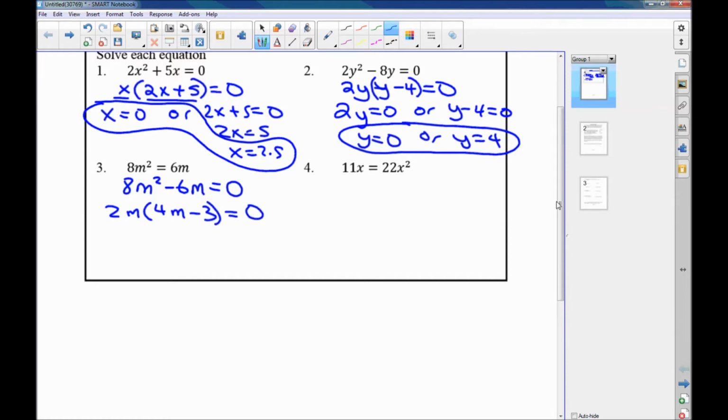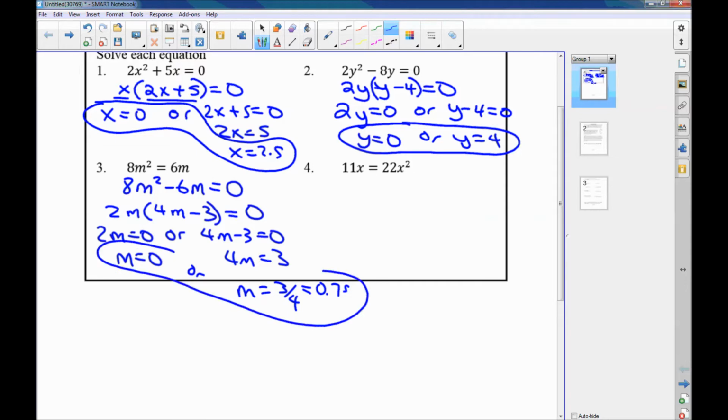And then we split this into two problems. 2m equals 0 or 4m minus 3 equals 0. So that means m could be 0 or 4m could be 3. So m could be 3/4, which is just 0.75 if you like decimals better. So here are our two answers, 0 or 3/4.